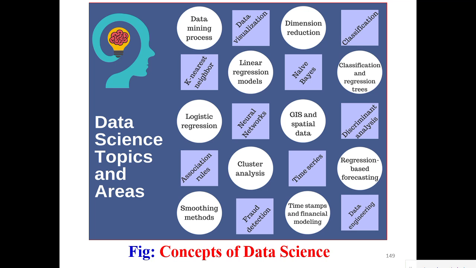Then smoothing methods: in data mining we are using binning and box plot techniques. Smoothing techniques we use erosion and dilation in image processing, and in data mining we use binning and box plot techniques to perform smoothing. Then fraud detection is a crime activity under cyber security incidents, especially in bank transaction applications and credit card approvals, where we perform fraud detection. Timestamps and financial modeling, like stock market predictions for NSE, National Stock Exchange, Bombay Stock Exchange, and weather forecasting examples.